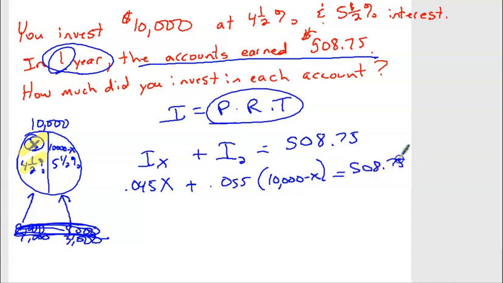And again, all I did was multiply principal times rate. I multiplied those two numbers and these two numbers, principal times rate. I'm going to use the distributive property.